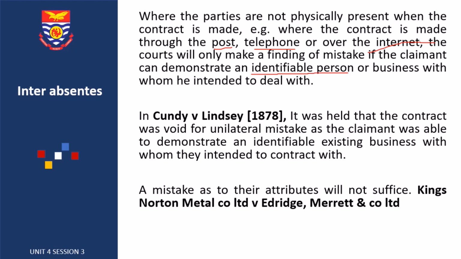In the case of Cundy v. Lindsay, it was held that the contract was void for unilateral mistake, as the claimant was able to demonstrate an identifiable existing business with whom they intended to contract. All you are required to do is to show that indeed you intended to deal with another existing person or business. However, a mistake as to attributes will not suffice. If it's just an attribute or the person's character, it will not suffice.